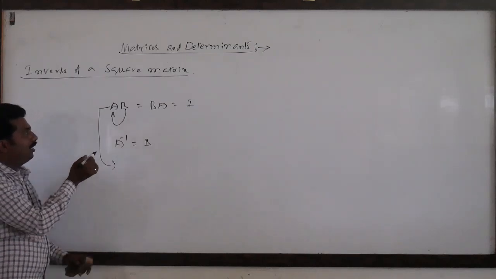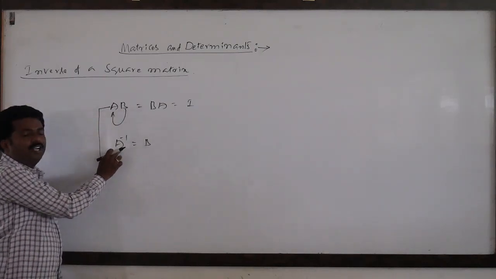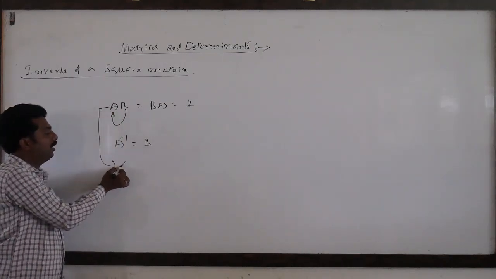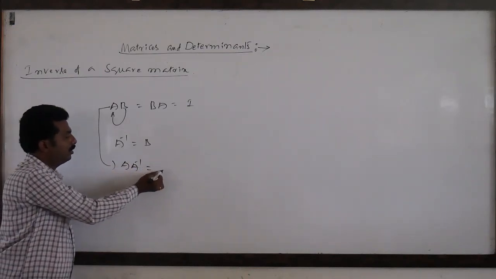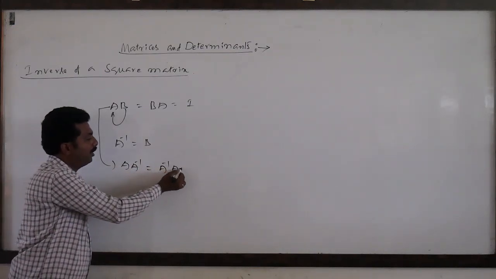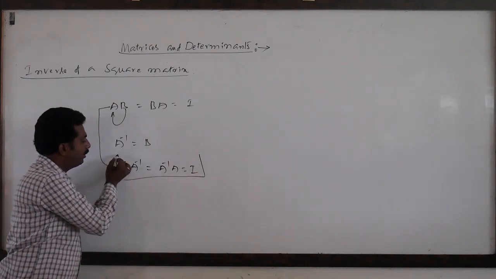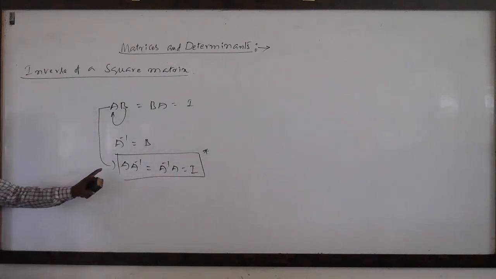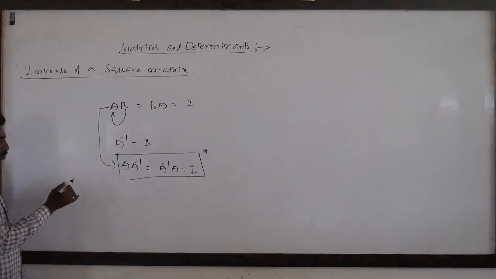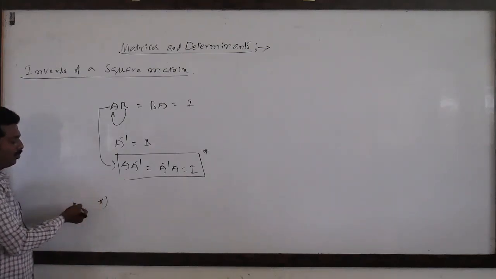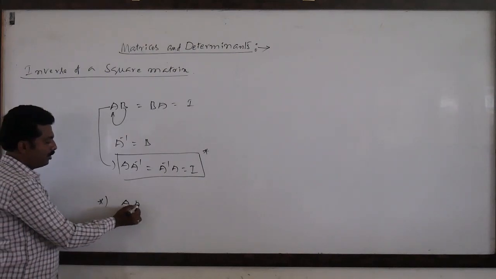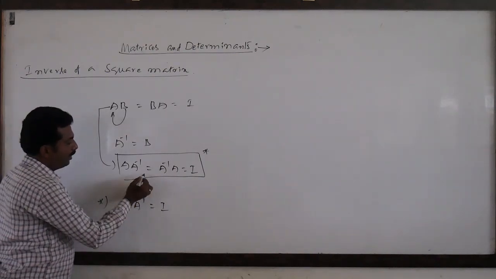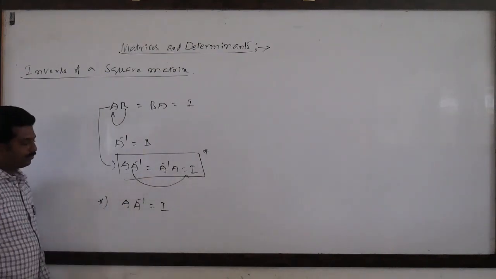B equals A inverse means wherever B is there, if you replace it with A inverse, what will we get? A inverse A equals the identity matrix. This is the most important result. From this result, we are going to prove one result. Suppose A inverse A equals identity. These two I am taking.